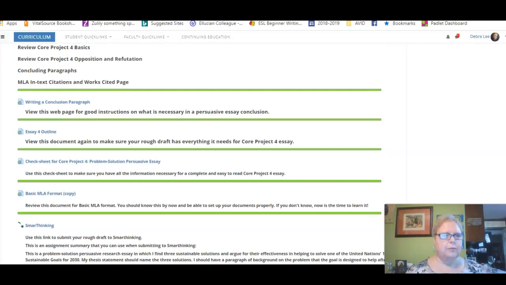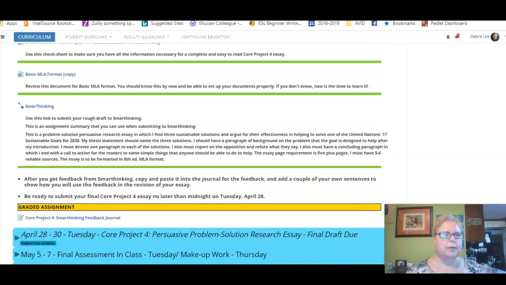And anyway, I put the Smart Thinking link right here. You can see the little falling star thing there for Smart Thinking. Click on that when you're ready to submit it. And that is a live link too, that'll take you to Smart Thinking, and just do it the same way you did when you did the rhetorical analysis.